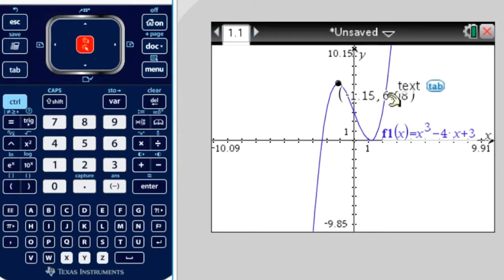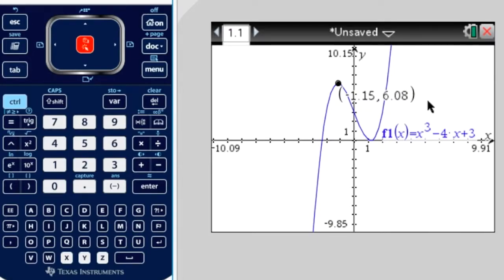And so my maximum is now the maximum. Negative 1.15 is the x value, but a maximum is the height at which I am, which is 6.08. So my max value is 6.08. If you're ever asked for a maximum value, it's just 6.08. If you're asked for a maximum point, that would be negative 1.15, 6.08. That's the whole point there.